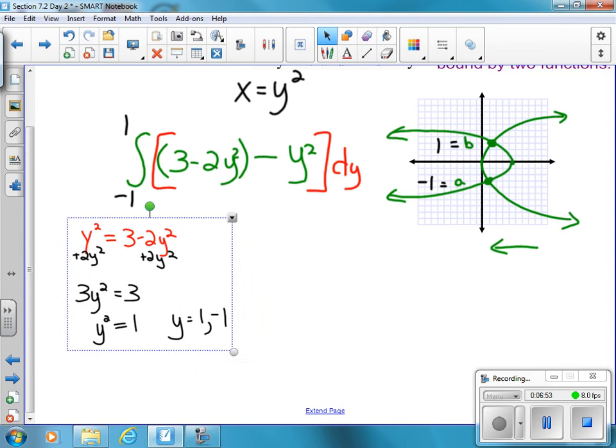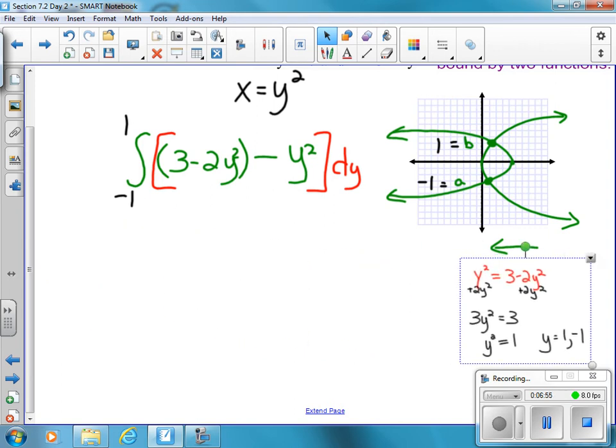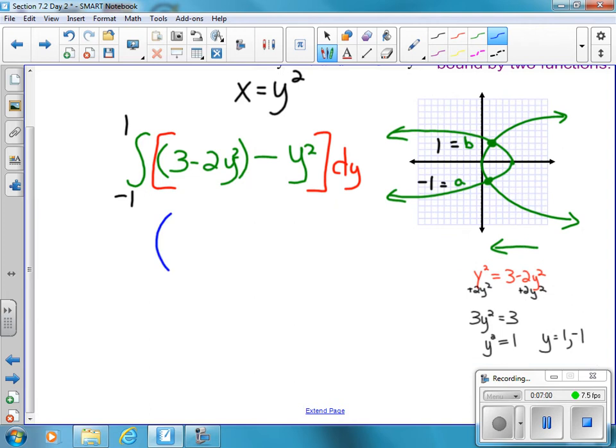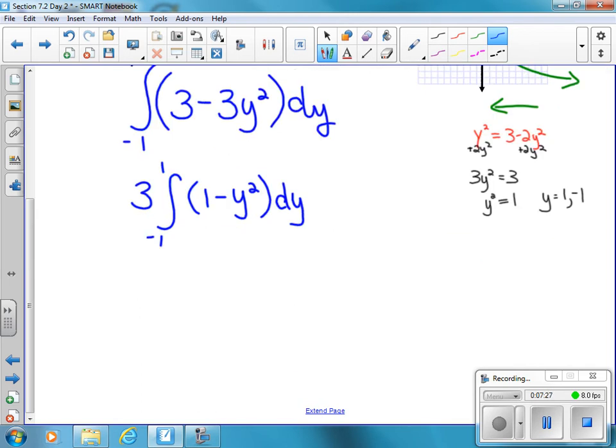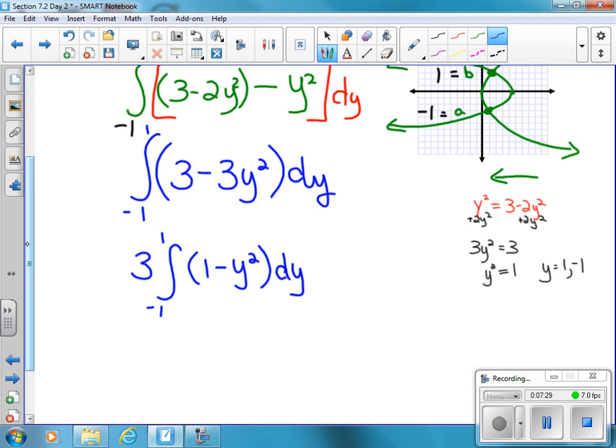And now we just have to do the work. Okay, the hard part's kind of done. So again, I would take this and simplify it. 3 minus 2y squared minus another y squared is 3 minus 3y squared. You could even, before you take the antiderivative, pull out that 3 and put it in front. Remember, if you have a multiplier, and then you would have 1 minus y squared dy. Pull out a 3. That just makes your math a little bit easier. You can multiply everything by 3 at the end.